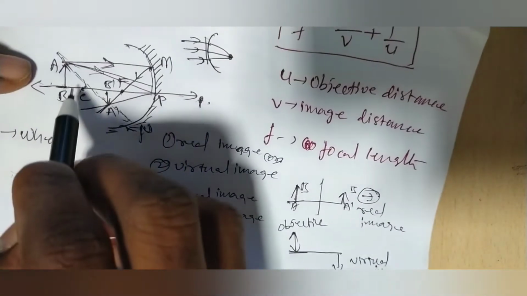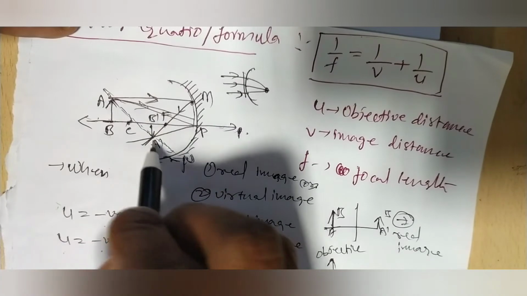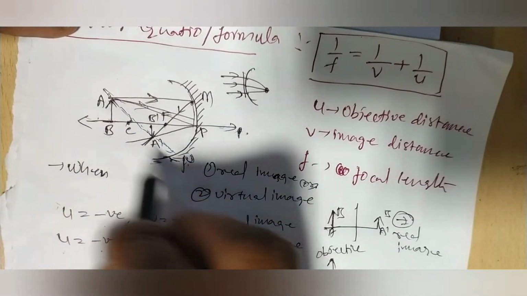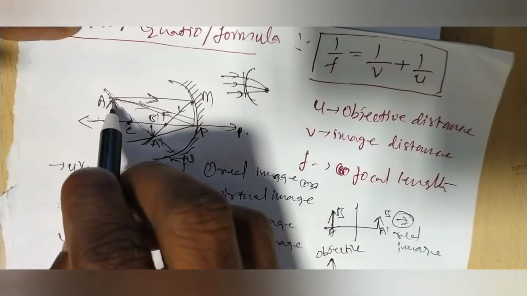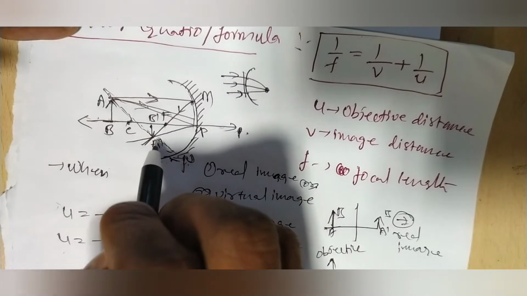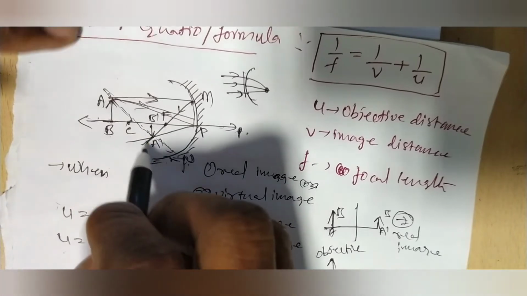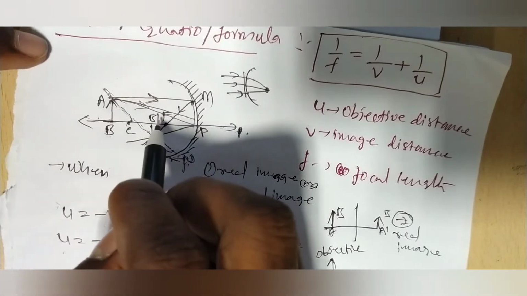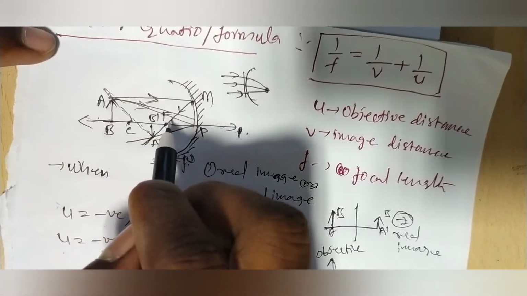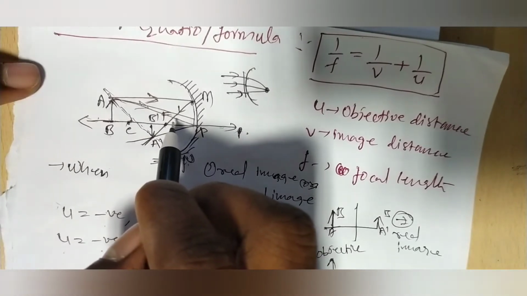Here AB is the object, and A dash B dash is the image. ACN is a normal line passing through the center of curvature. The path can be formed in a concave or convex mirror. A ray passing through the concave mirror goes directly towards the focus of the concave mirror.